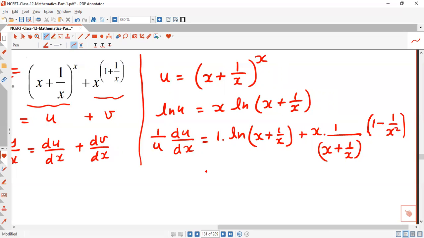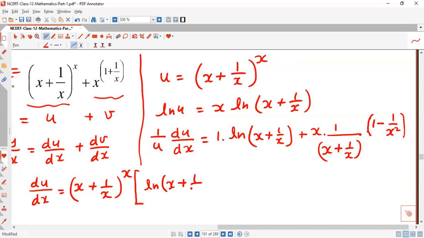Now, I would like to simplify these functions. So du by dx can be written as u is here, x plus 1 upon x raised to power x, right? And second thing is, multiplied by the whole function, the function log x plus 1 upon x, log x plus 1 upon x.